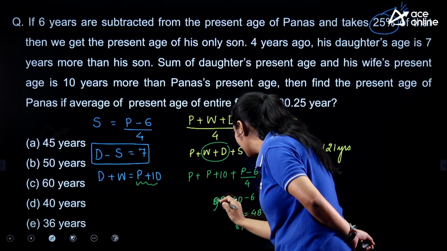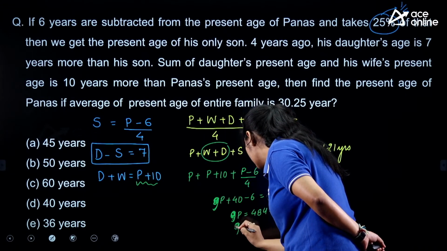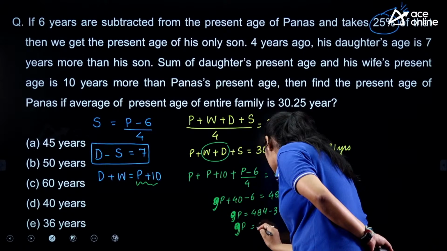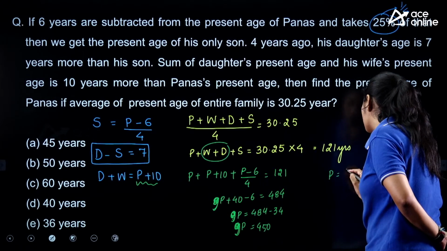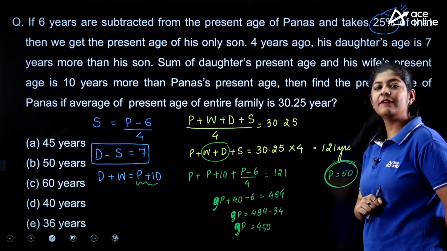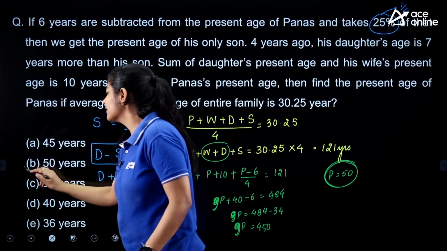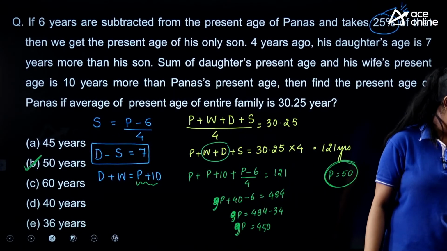So basically we are running with 9P, not 8P. 9P is nothing but equal to 450. So the value of P that we got over here is 50 years. Option number B is the correct one.